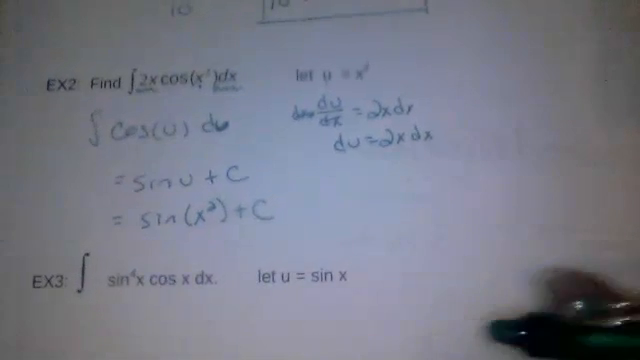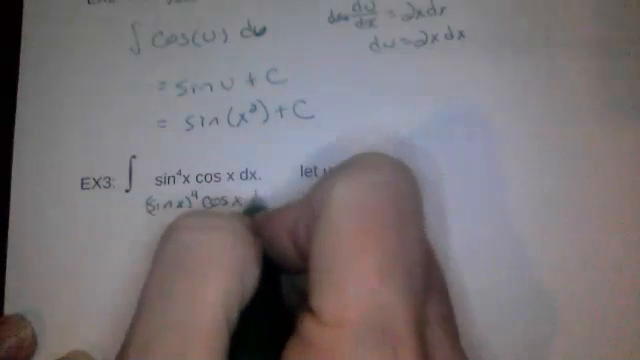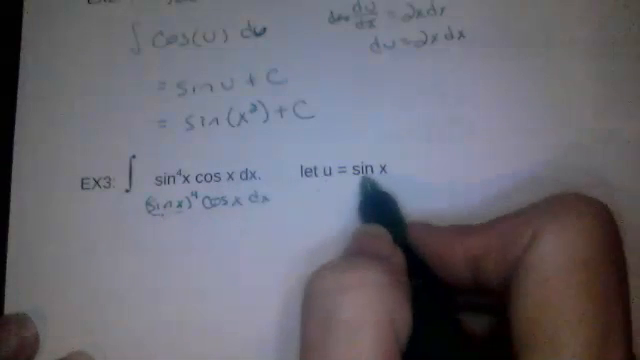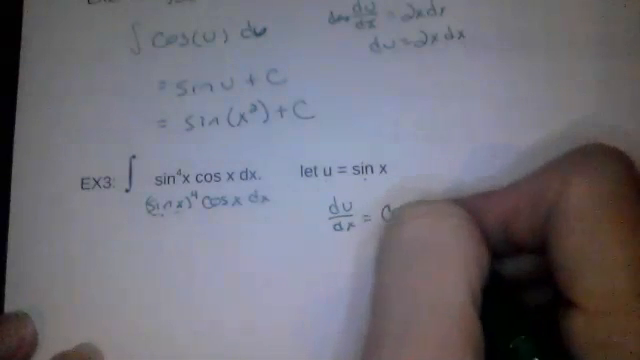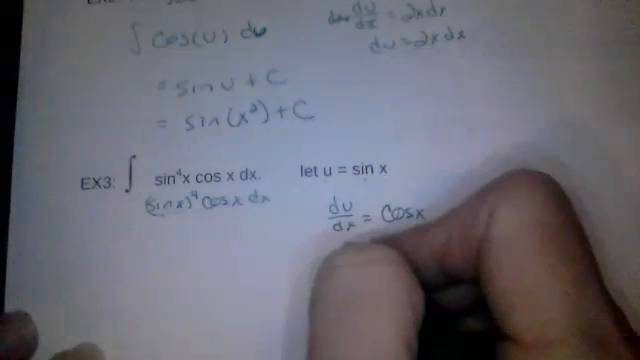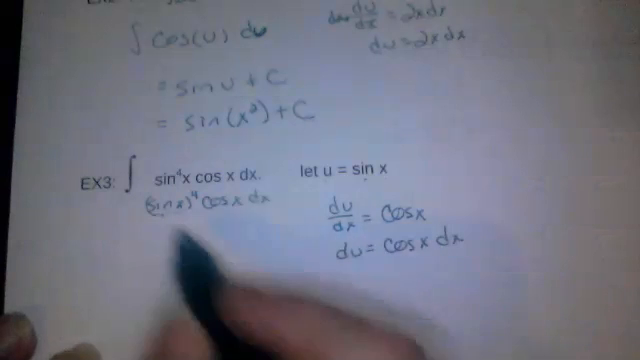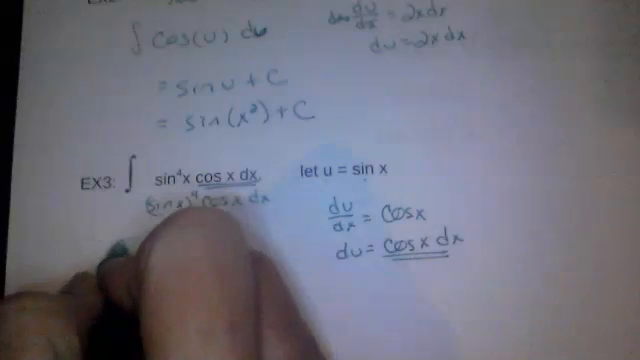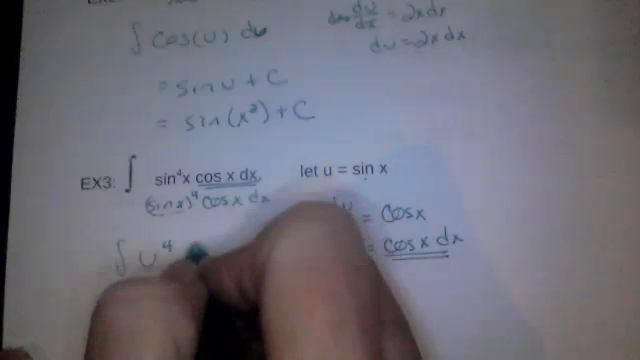All right, in our next problem, remember that this is sine of x to the fourth power cosine of x. So the inside function here is the sine x. That's why they chose that for U. U is sine x, so du dx is going to be cosine x, multiplied by the dx, so du equals cosine x dx. And so we have our cosine x dx right here. So we're ready to do our U substitution. We have U to the fourth power du.